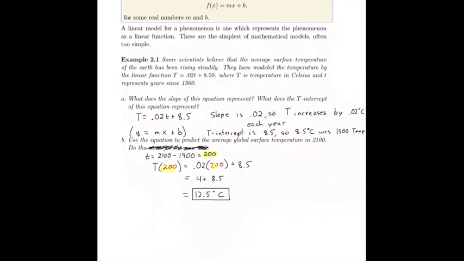T of 200, we plug in everywhere there's a lowercase t, we put in 200. So matching that, and then simplify the arithmetic that ensues. We have, again, 12.5 degrees. They ask us to do the same for the year 100.